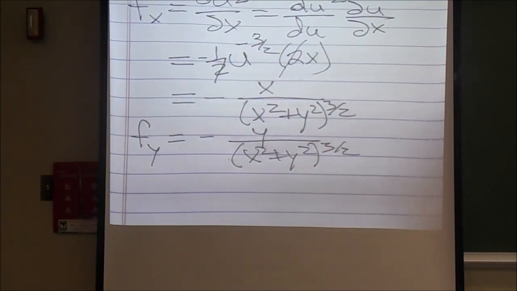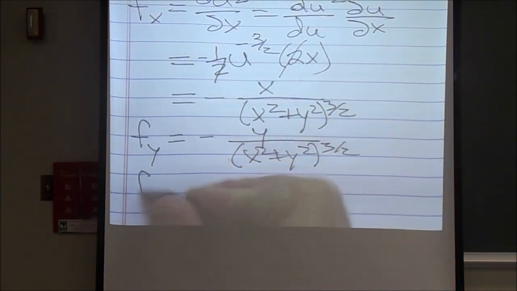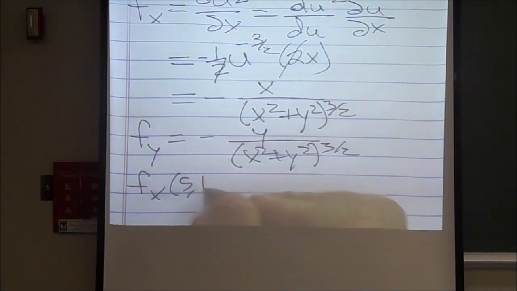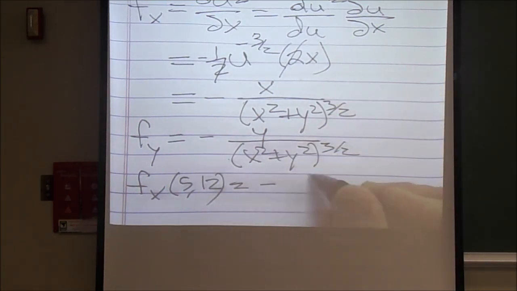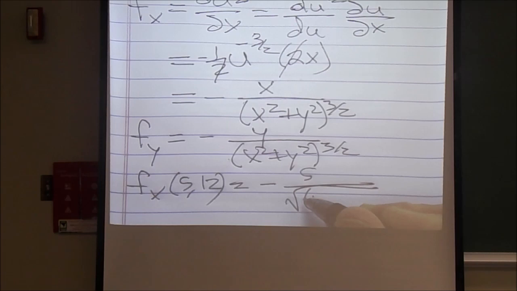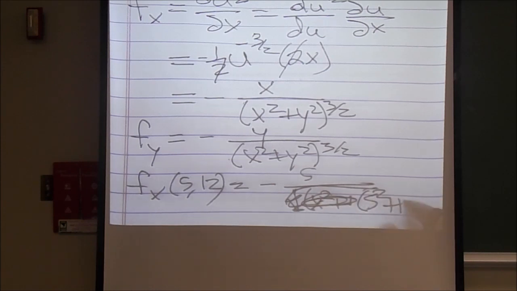Now, in particular, however, I don't need just the partial derivatives for the linearization. I need the partial derivatives at this point (5, 12). So let's say f_x at (5, 12) is this function. Plug in 5 for x and 12 for y. I get minus 5 over (5 squared plus 12 squared) to the 3/2, right? But the square root of 5 squared plus 12 squared is 13, so I've got 13 cubed. So this is minus 5 over 13 cubed.